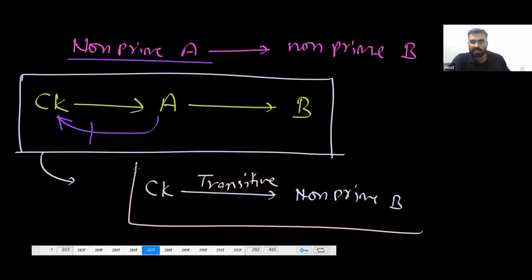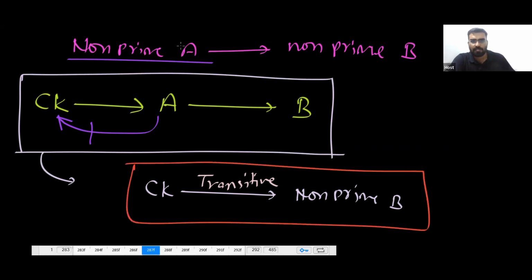Okay. So this is the transitive dependency. Are you understanding these things? See, at the last, you can memorize all these things also.